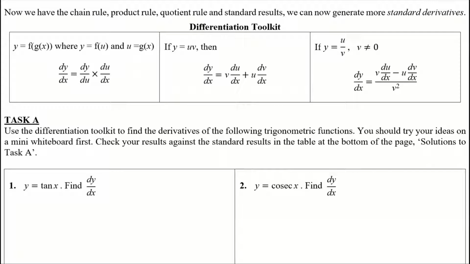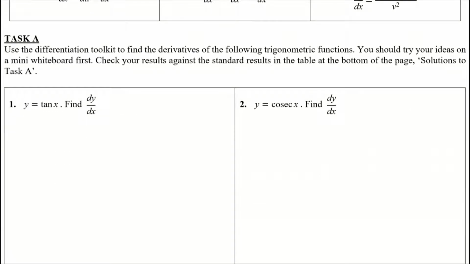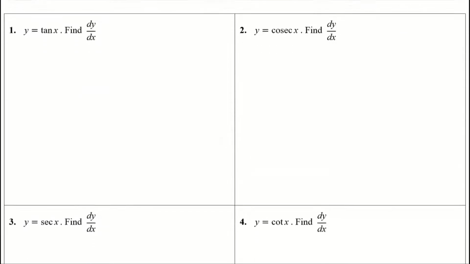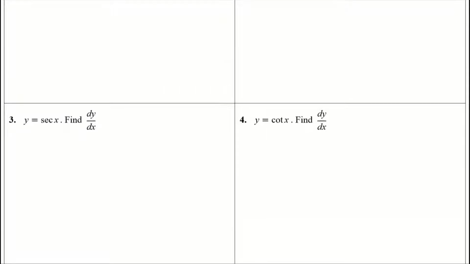This is task A. There'll be another task later on, and what I would do is pause the video and have a go at the task. What you have to do is use the differentiation toolkit, everything you've learned so far, and differentiate the trigonometric functions that I presented here. So we have tan x, which we've not looked at yet, cosec x, sec x, and cot x.